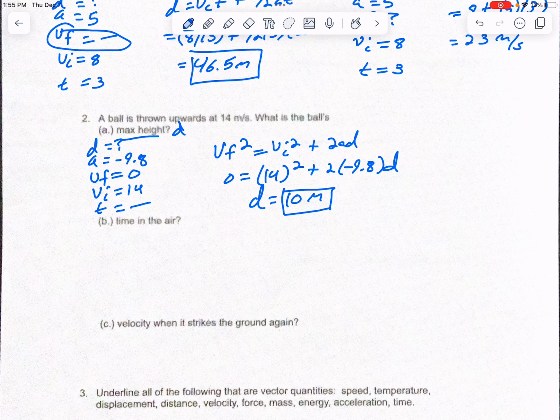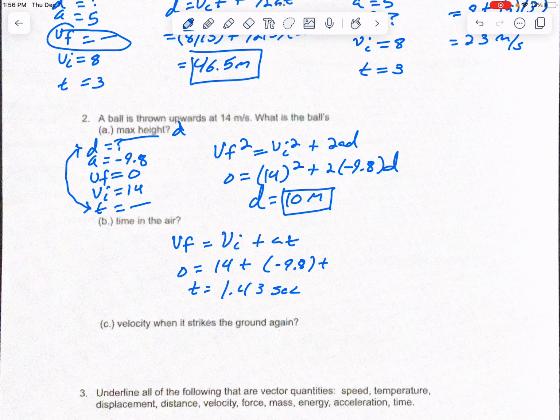Now, part B, it says time. We're going to do the exact same Daffy T step. Now just switch these two. Okay, so now we're looking for time. We don't care about distance. So you're going to put a line through distance, which means we're going to use equation number 1. VF equals VI plus AT. So 0 equals 14 plus negative 9.8 times T. Now we're going to solve for that T, and that's going to give you 1.43 seconds.